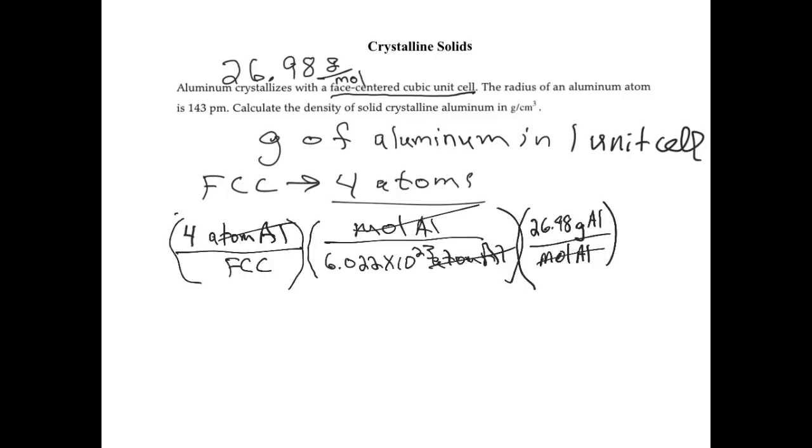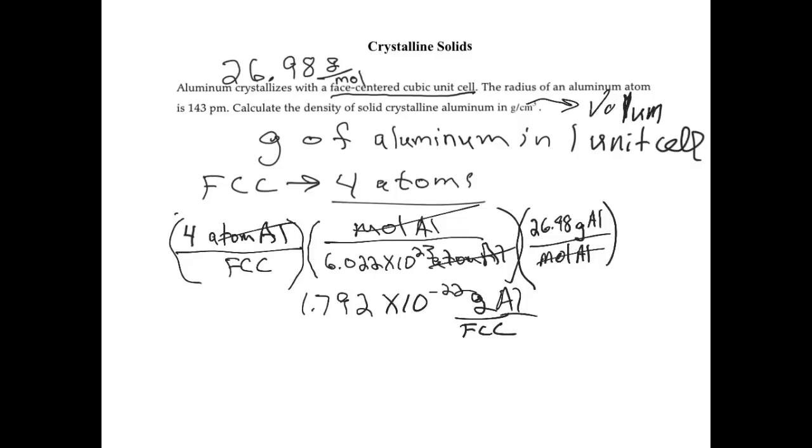So let's multiply that out. And so when I do that, I get 1.79. Since I have 4 significant digits, I'll go with that: 1.792 times 10 to the minus 22nd grams per face-centered cubic cell. So that's grams of aluminum. So that tells me how many grams. Now I need to calculate the volume of that cubic cell. So I need to figure out what the volume is.